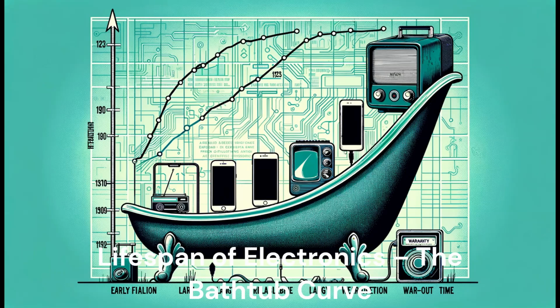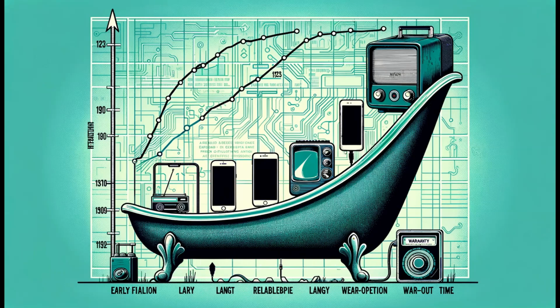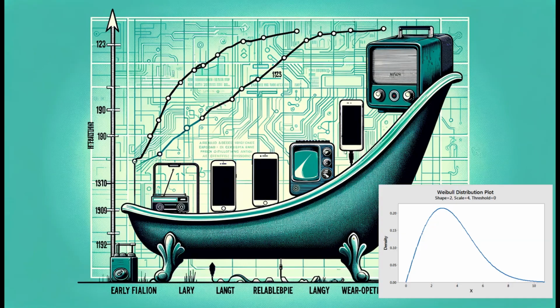Lifespan of electronics, the bathtub curve. Finally, he touched upon the lifespan of electronic devices. As for the lifespan of electronics, we're looking at a bathtub curve. Initially, there's a higher failure rate as defective products reveal themselves. This is the infant mortality phase.